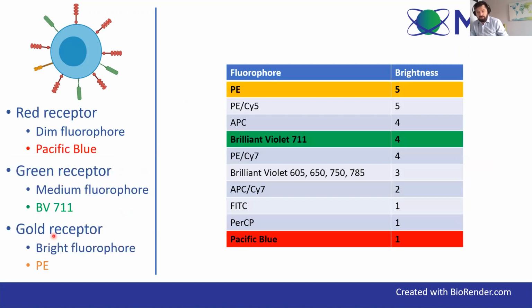So I did a bit of background reading, and we could go with these choices. Instead of FITSI for our very abundant red receptor, we've used Pacific blue, which has the same relative brightness level. For our medium fluorophore, instead of using PE size 7, I've chosen Brilliant Violet 711, which again has the same relative brightness. And we've left PE as our gold receptor. So now we should see no difference in the intensity of the staining.